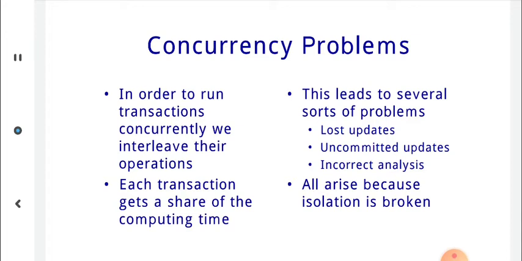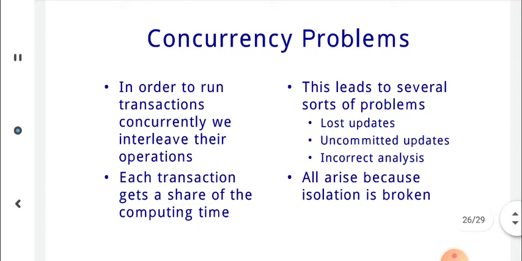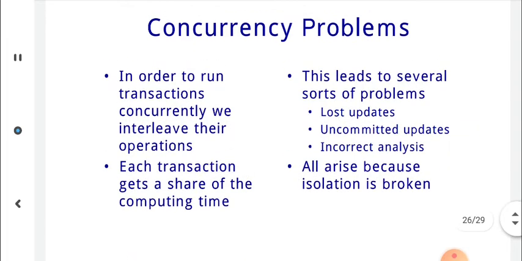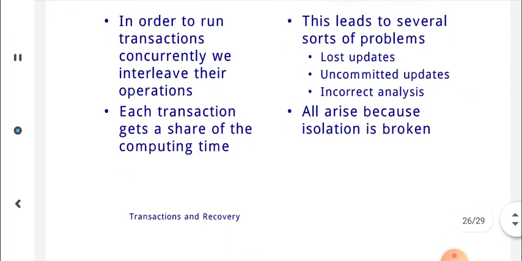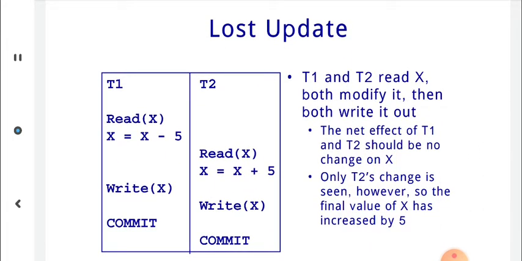In order to run transactions concurrently, we interleave their operations, and every transaction gets a share of the computing time. This leads to several problems: lost updates, uncommitted updates, and incorrect analysis. Concurrency has a big problem to solve, because isolation is always broken. So, I just want to talk about the lost update.